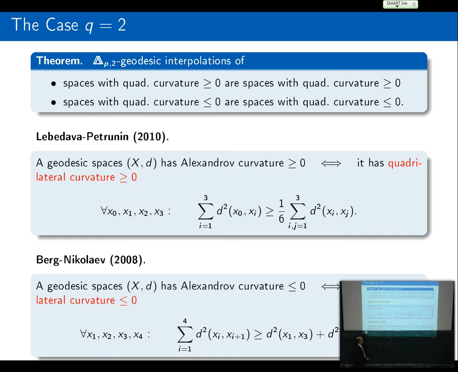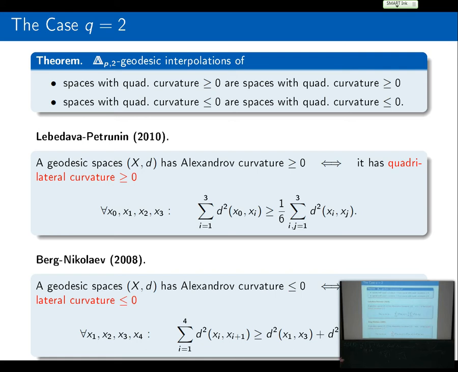And a similar characterization holds true for non-positive curvature, but with a different picture. I will make the picture, and then I put down the blackboard again. Here, you should think of the following picture. You have four points again, but now each of them in the same position in some sense, and you add up the squares of its sides, and you estimate them against the squares of the diagonals. If you have this inequality for each quadruple, then and only then you have non-positive curvature.